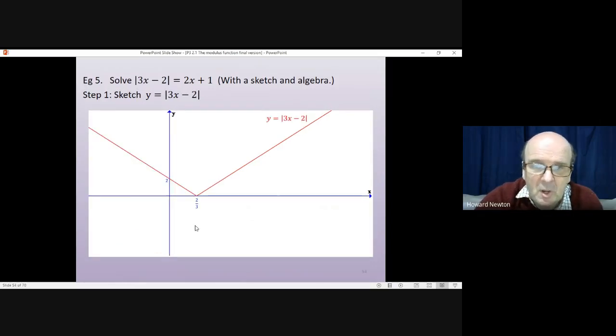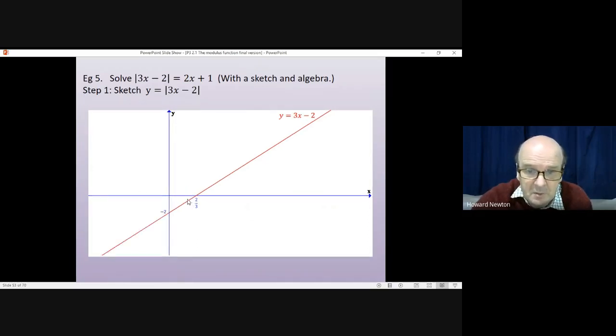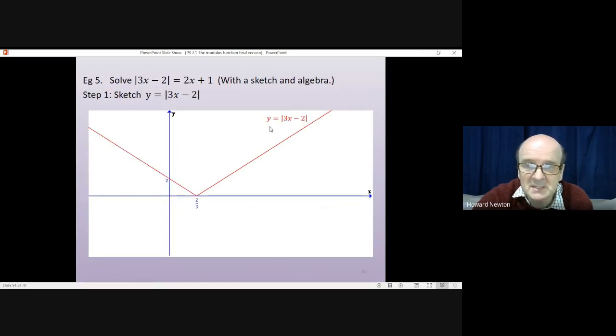Then we need to do a reflection of the bottom bit so that we get the modulus, because we actually wanted y equals the modulus of 3x minus 2. So this part down here has been reflected up in the x-axis. And then we have y equals the modulus of 3x minus 2. Now note, this was minus 2 down here. That reflects up to plus 2. Always the easiest way to draw it.